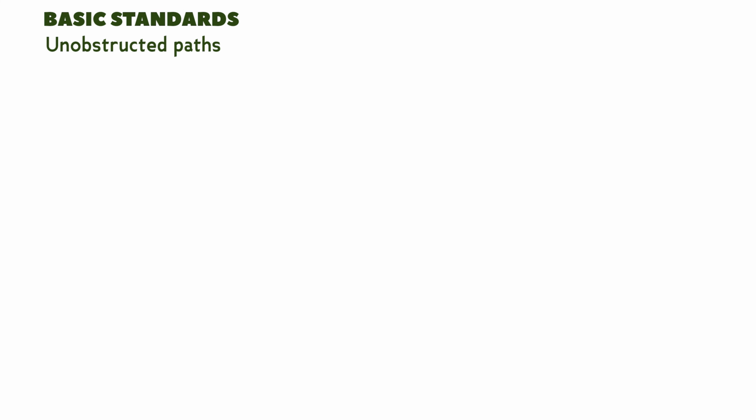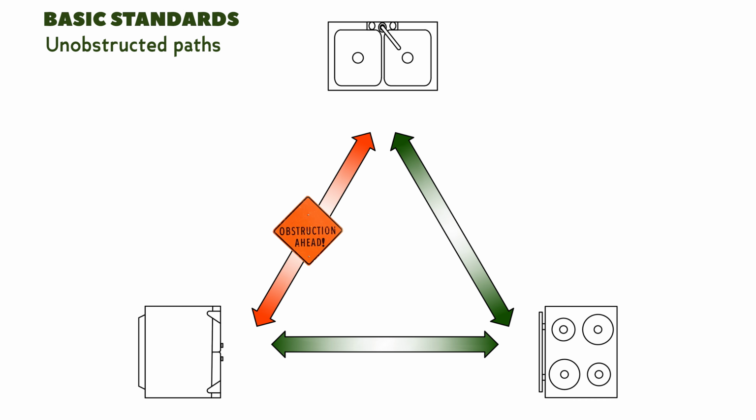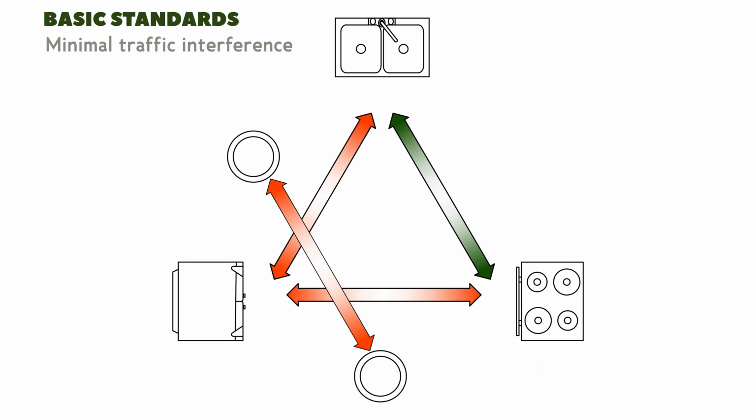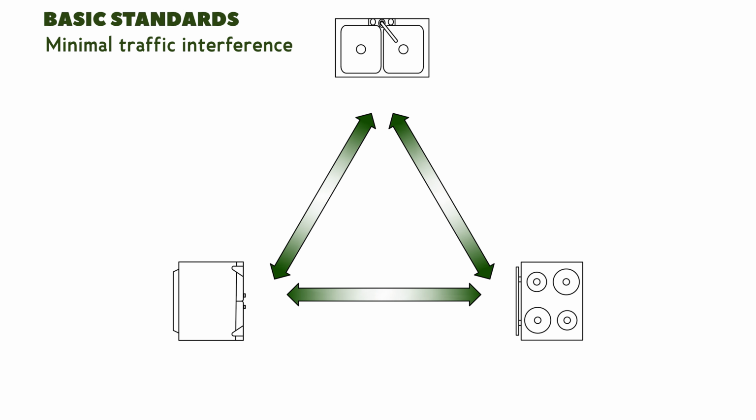Unobstructed paths. The triangle should be free from obstructions like cabinets, islands, or large appliances. This keeps the flow between workstations smooth and efficient. Minimal traffic interference. Ideally, the work triangle should not intersect with the major traffic routes in the kitchen to avoid congestion and ensure a smoother workflow.